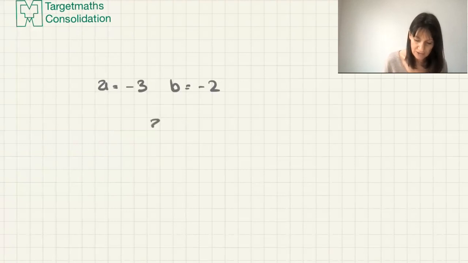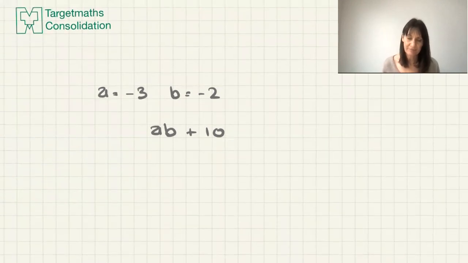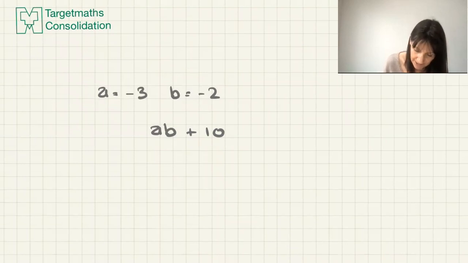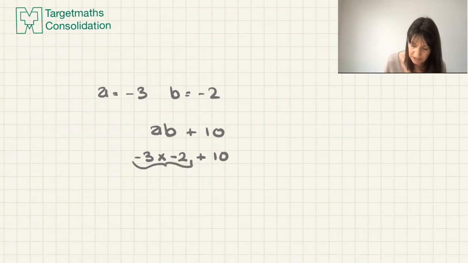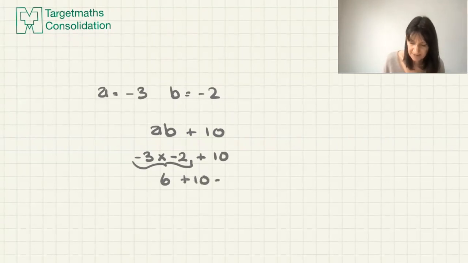Let's do another one. Let's do A, B, add 10. Okay, A, B plus 10. Press play when you're ready. Okay, so again, A is minus 3 times B is minus 2, and then I've got my plus 10. BIDMAS says do the multiplication first, so there it is. 3 times 2 is 6. 2 negatives make a positive, so positive 6 plus 10 equals 16. Slightly easier one there.